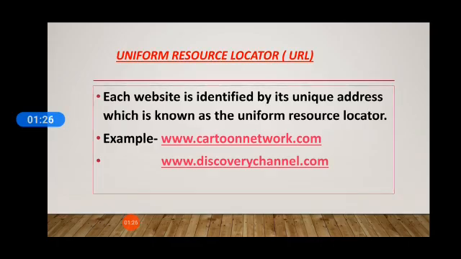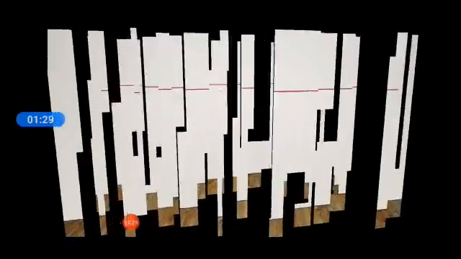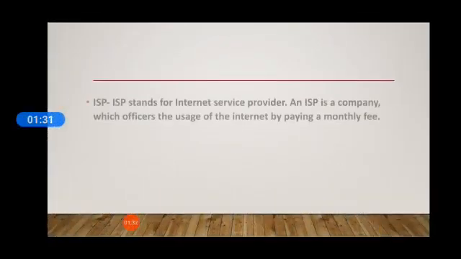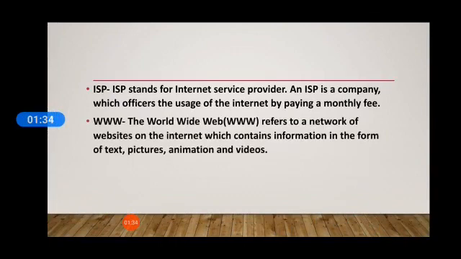So now let's see about the next word which is used for the internet, that is ISP. ISP means Internet Service Provider. An ISP is a company which offers you the use of the internet by paying a monthly fee. It provides software, username, and password to the user in order to get connected to the internet. Some examples of ISP which we can see are Airtel and Reliance.